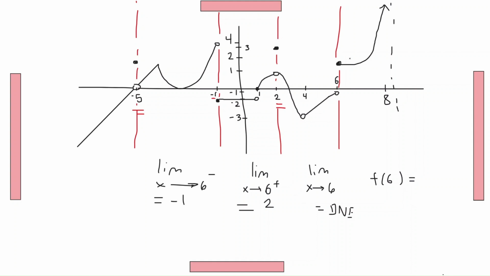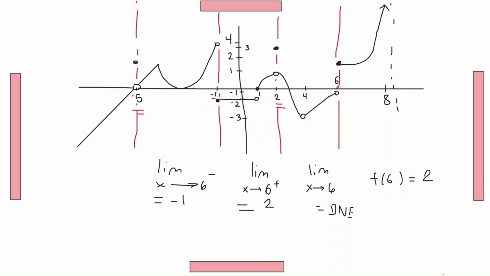Okay, now let's try f of 6. So f of 6, remember, whenever it asks for an f value, just going back to your algebra days, you're always going to be trying to look for the closed circle. The closed circle is this one right here, and this one correlates to that 2 value, the one from the right side of the limit. So that is why f of 6 would be 2.